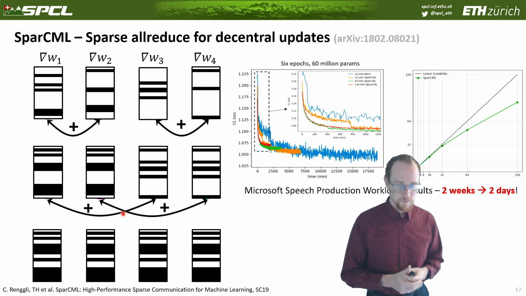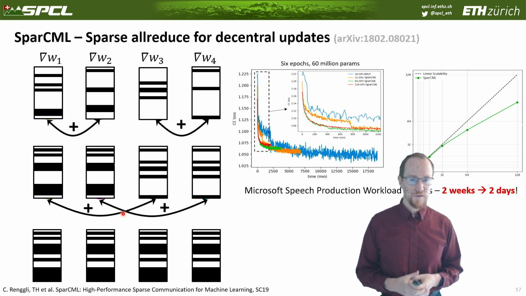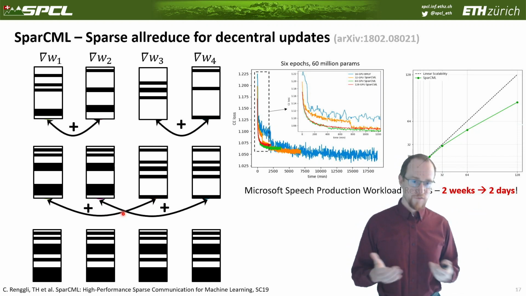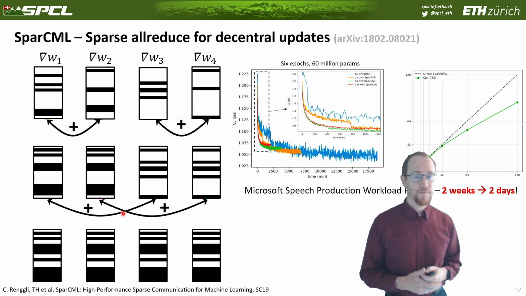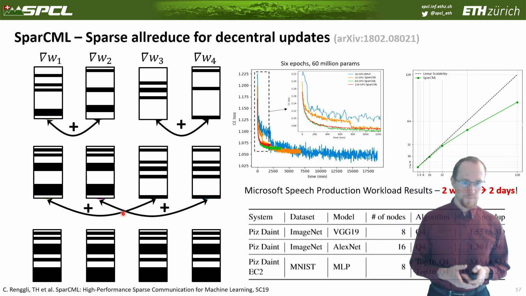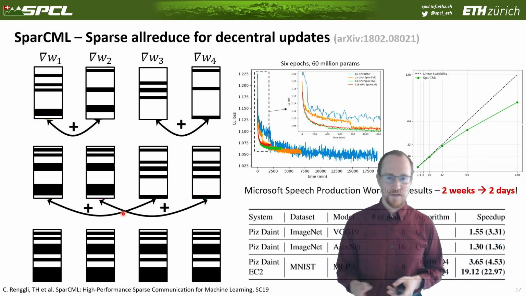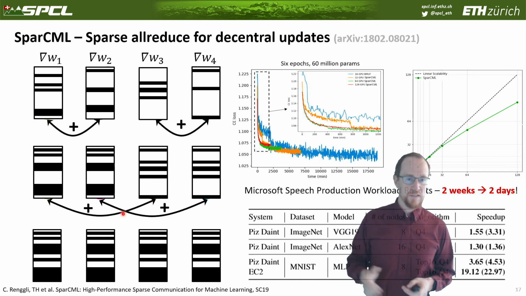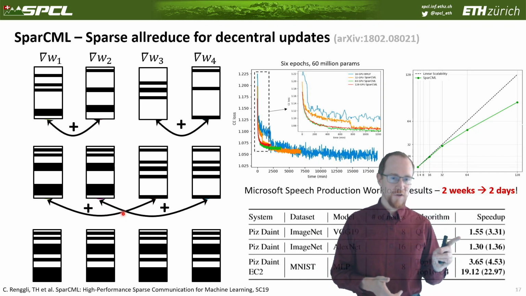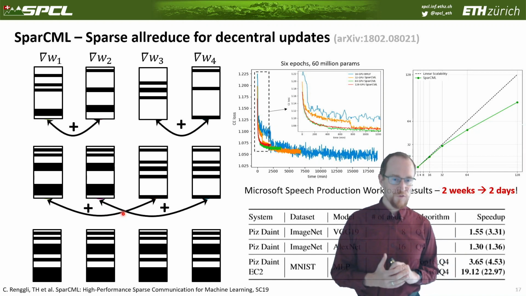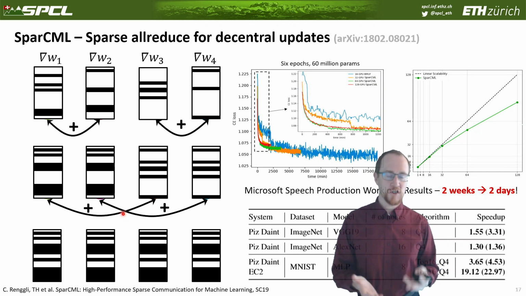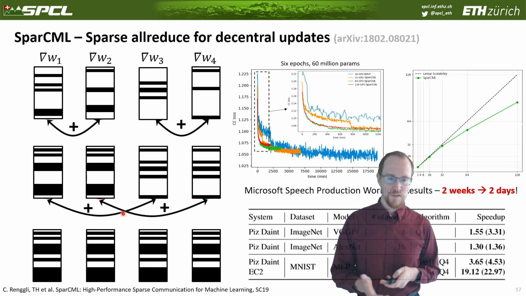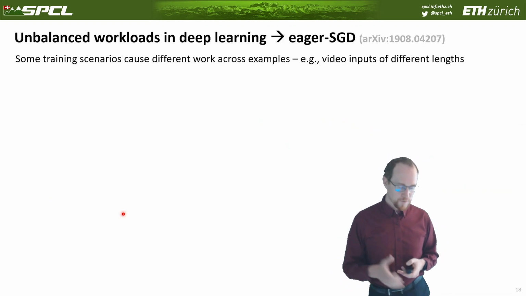The upshot of the whole result is that we were able to accelerate a specific Microsoft production workload from 2 weeks to 2 days by employing this form of sparsity. And then also, if you just look at the speedup on various machines, for example, Piz Daint or the EC2 cluster. On Piz Daint, we achieve 1.3 to about 3.6x speedup. On the EC2 cluster, which has a much weaker network, of course, we get a much higher speedup, because gigabit Ethernet versus a high-performance computing network achieves a higher speedup. So this was trick number 1.